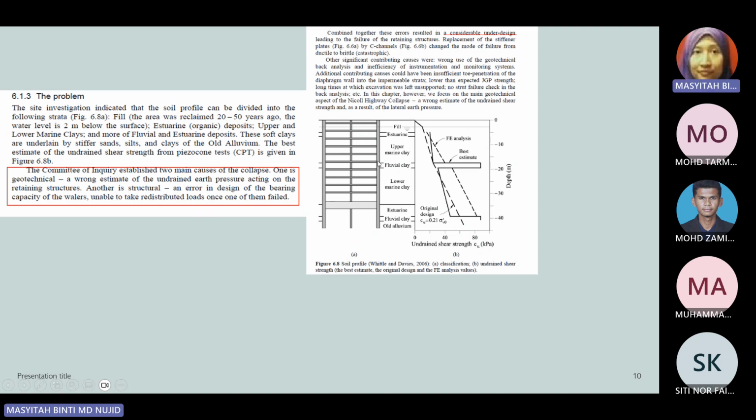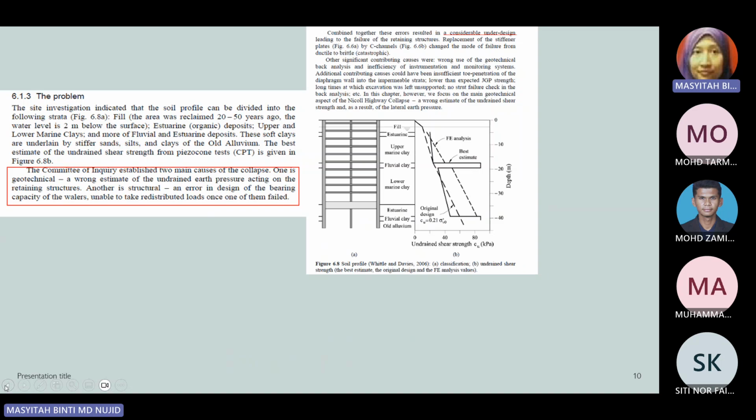Okay, this one is the same too. Okay, it is combined together. This error resulted in considerable under-design, leading to the failure of the retaining structure. The replacement of the stiffener plates by C channels changed the mode of failure from ductile to brittle. So here is just to show you the failure mode of the retaining wall. This one shows how the value for the undrained shear strength was obtained by back analysis.